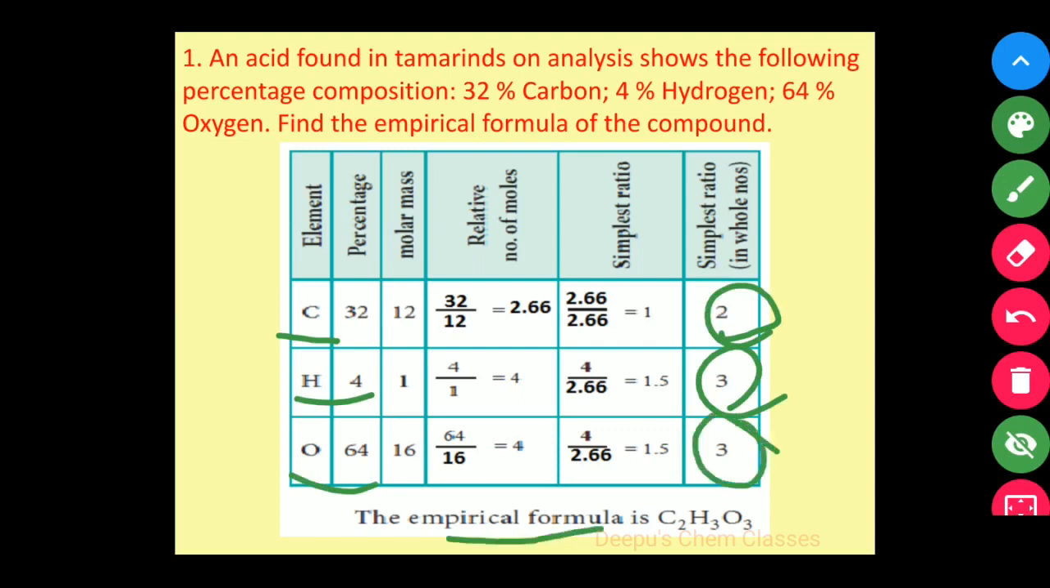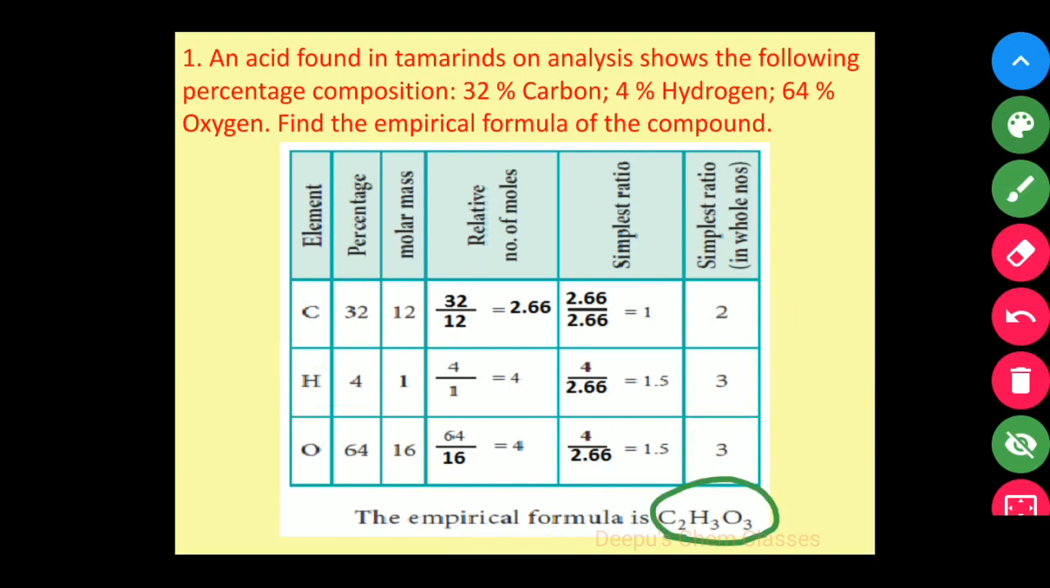So the empirical formula for the compound which is present in tamarind is nothing but C2H3O3. Do you understand? Okay, so that we can get the empirical formula C2H3O3. Let us see one more problem.